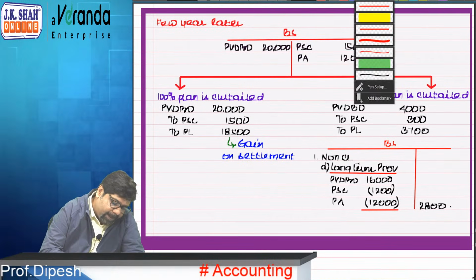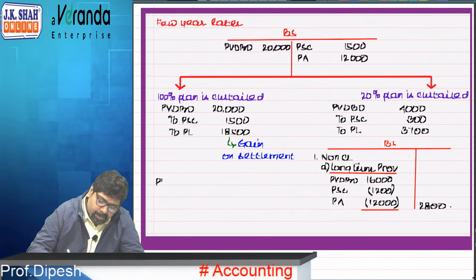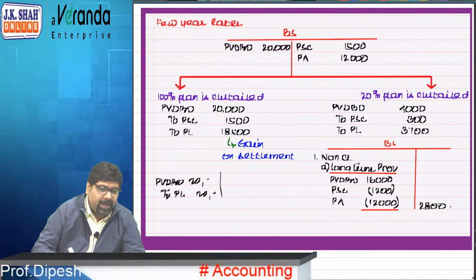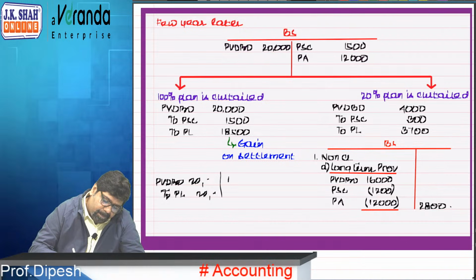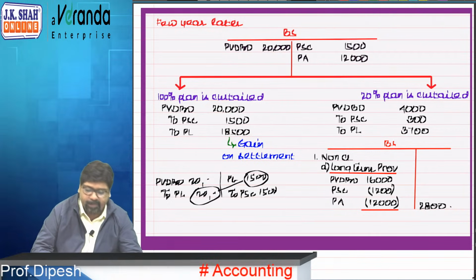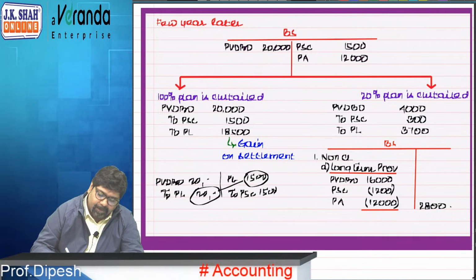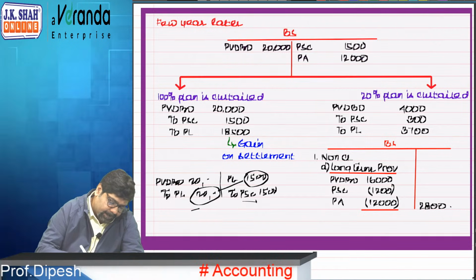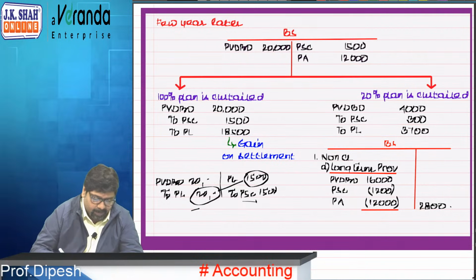If you want, you can pass separate entries also. Your PVDBO gone, so PVDBO to PL 2020. Your PSC will also go. So PL to PSC. So this is your liability going gain. This is your asset going loss. Net gain is how much? Same thing. So instead of these two entries, we combine and pass PVDBO to PSC to PL. PVDBO 4,000, PSC 300, PL balancing figure 3,700.